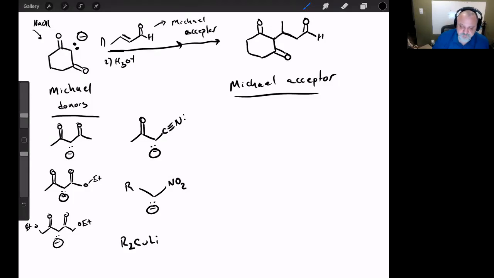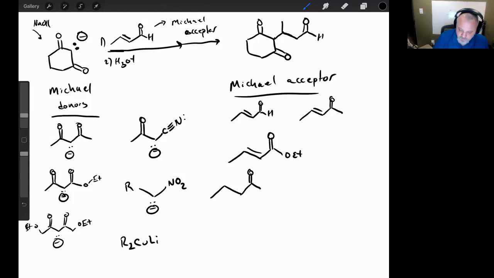What are Michael acceptors? Well, we talked about just a regular old Aldol condensation product. It could have an aldehyde on one end. It could have a ketone on one end. That's going to be fine as well. What else could it have? Well, it could be an ester. It could be an amide. That would work.